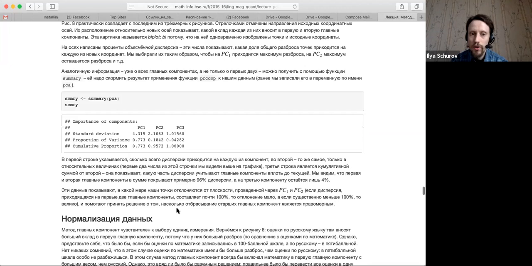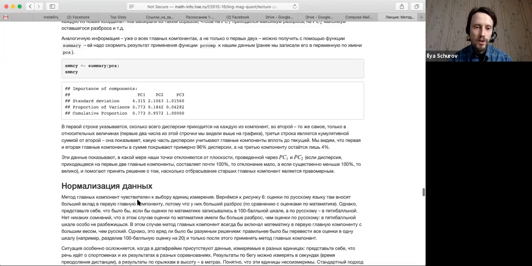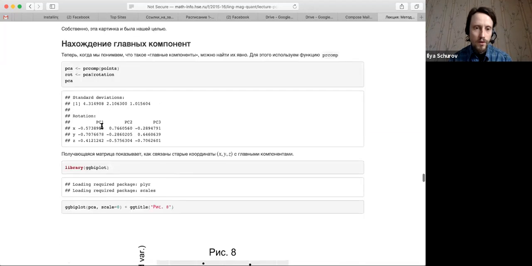When you do this principal component analysis in R, you get this thing, which is a rotation matrix, and it gives you coefficients that relate your original variables with principal components. So, for example, here we see that PC1 is calculated as this value multiplied by X, this value multiplied by Y, plus this value multiplied by Z. So this is just like we discussed previously.